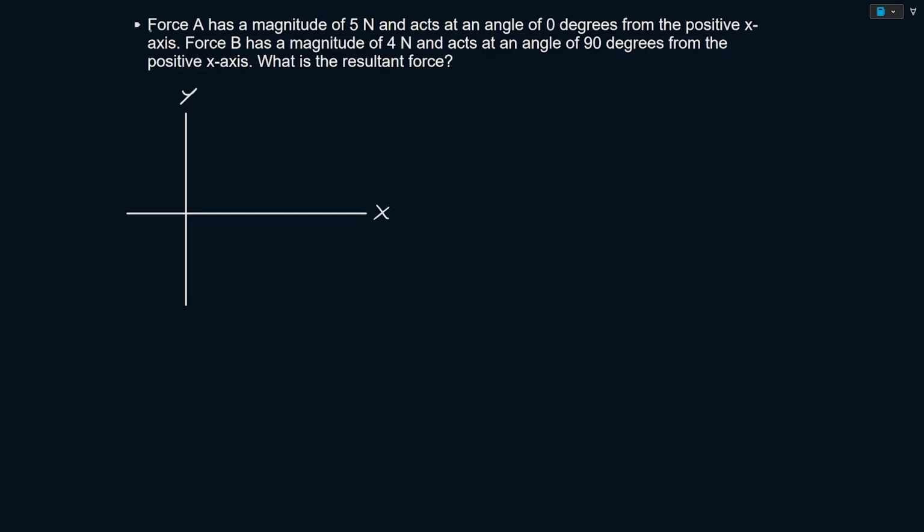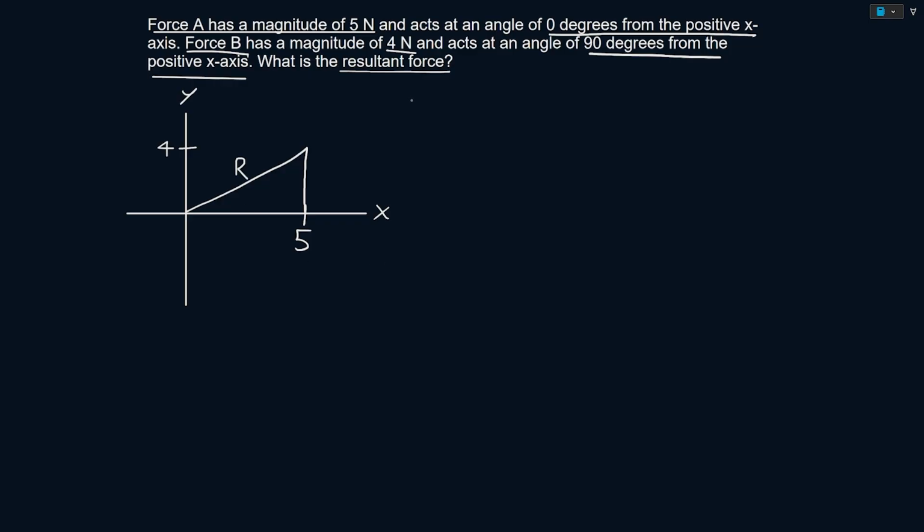Our first force, force A, had a magnitude of 5 newtons, 0 degrees from the positive x-axis. That means that it is just along the positive x-axis. Force B has a magnitude of 4 newtons and acts at an angle of 90 degrees from the positive x-axis. This means that it is along the positive y-axis. In order to find the resultant force, we can form a right triangle with forces A and B as the legs, and the magnitude of the resultant force will be the hypotenuse.